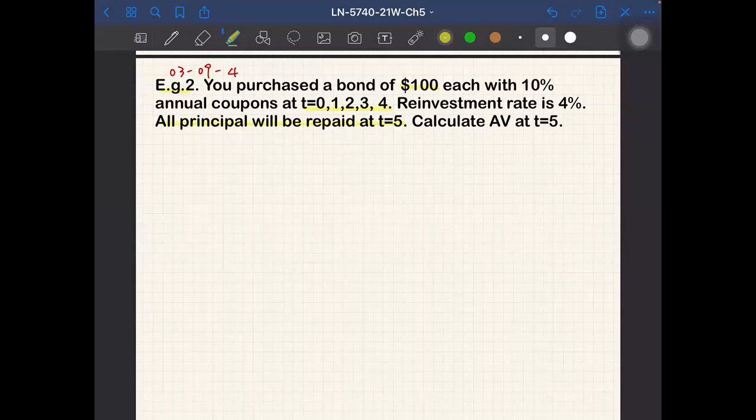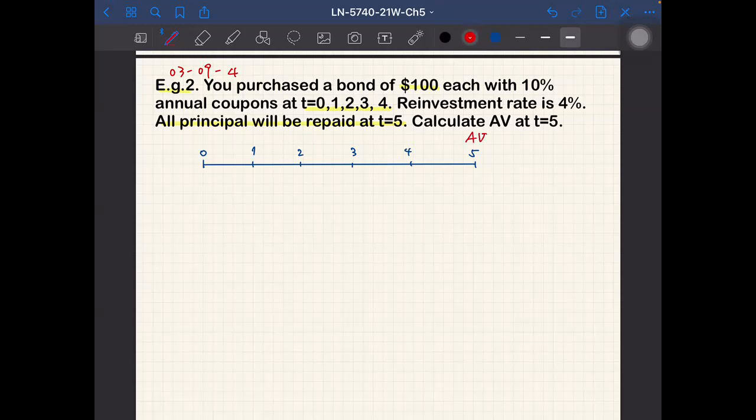Okay, so now let's think about the cash flow of this transaction. We have time points T equals 0, 1, 2, 3, 4, 5. And we want to calculate the accumulated value. And what's the cash inflow?